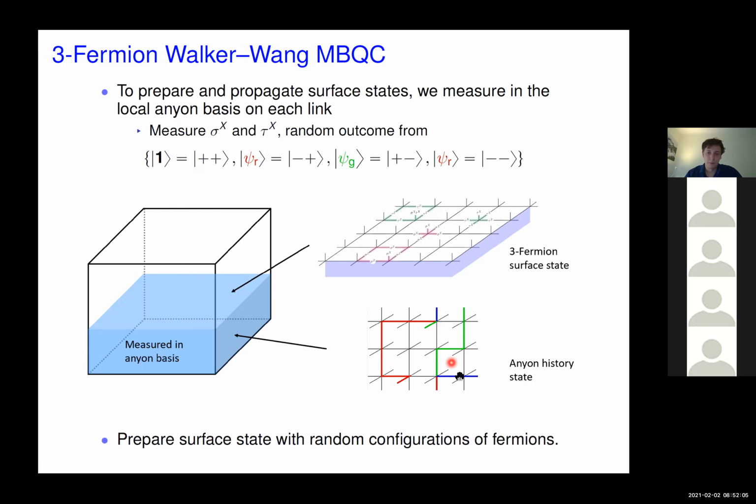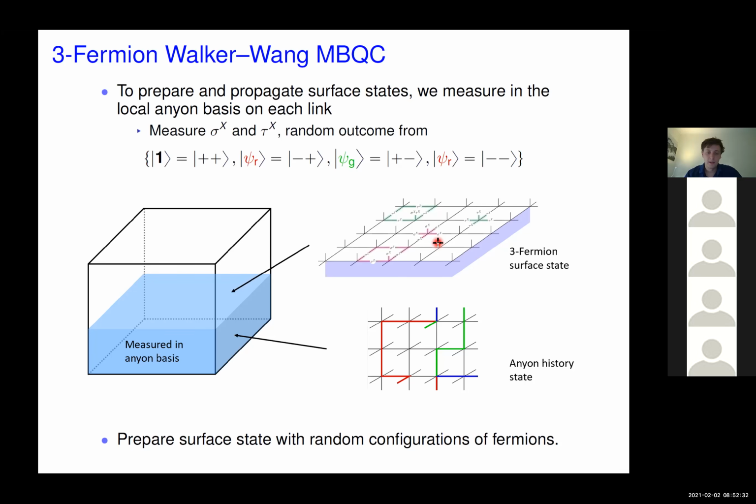And we call this post-measured state the history state. So it looks like some braided diagram of the 3 fermion theory. So what about the boundary of the measured region? Turns out what we've actually prepared on this boundary is a 3 fermion surface state, namely the stabilizers that you get on the post-measured state specify a 3 fermion surface topological order with some random configuration of fermion excitations.